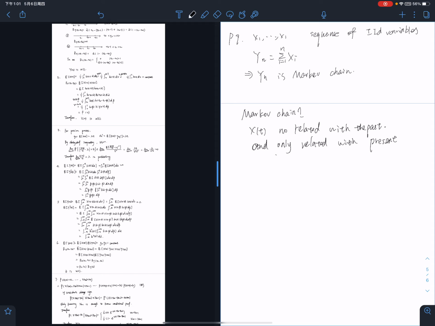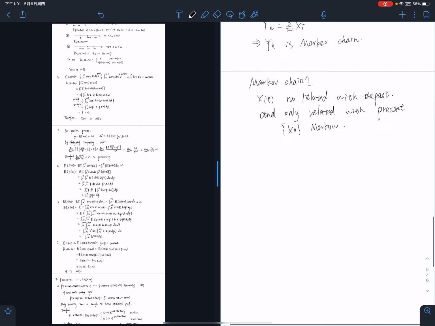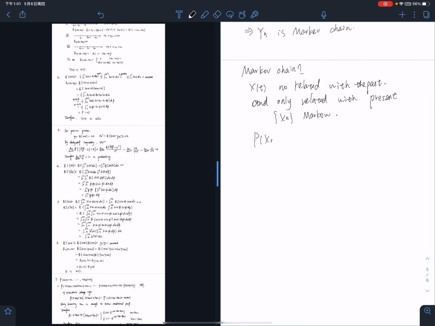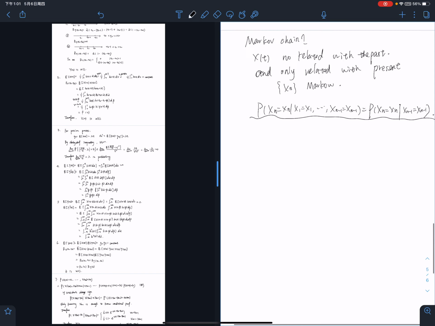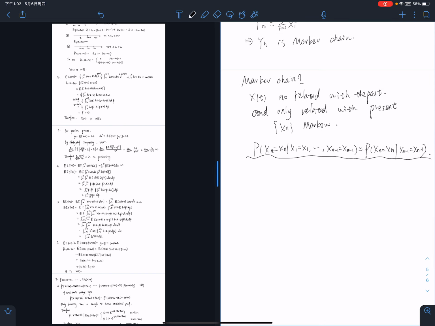So if Xn is a Markov chain, we will have the property P(Xn = xn | X1 = x1, ..., Xn-1 = xn-1) depends only on Xn-1. So it has no relation with X1 to Xn-2 and is only correlated with Xn-1, so only with the current state. So this is the definition from the conditional probability. Then we will move on to this problem.